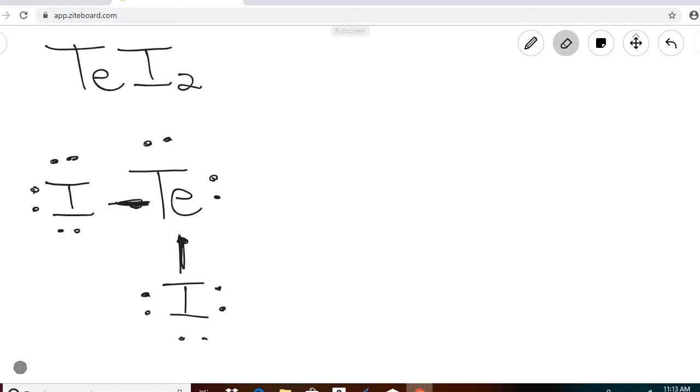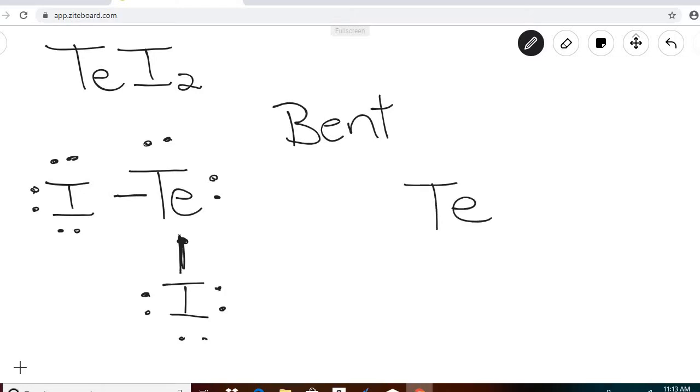So we look at the tellurium and we ask how many electron pairs are around the tellurium, and there are 4, but two of them are bound to something and 2 are not. So that tells us then that the shape is bent. So 4 electron pairs, but 2 of them are non-bonding pairs. So the bent shape, the 3D model, would look like this.